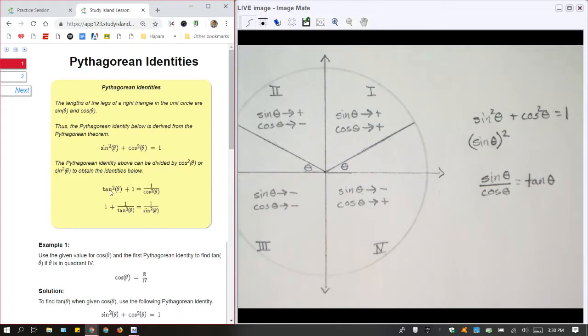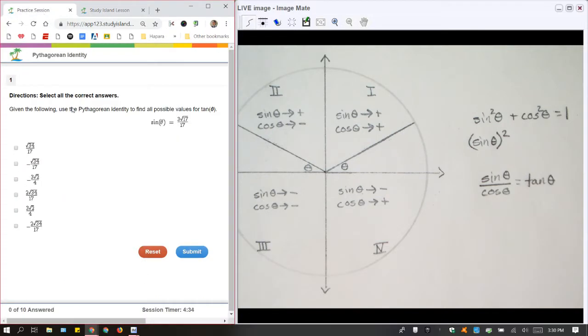So we use this equation if we have the tangent or cosine and we're looking for the other, and we use this equation if we have the sine or tangent and we're looking for the other. We use this one if we have the sine or the cosine and we're looking for the other. So now that we've got that figured out, we can jump right into these problems.